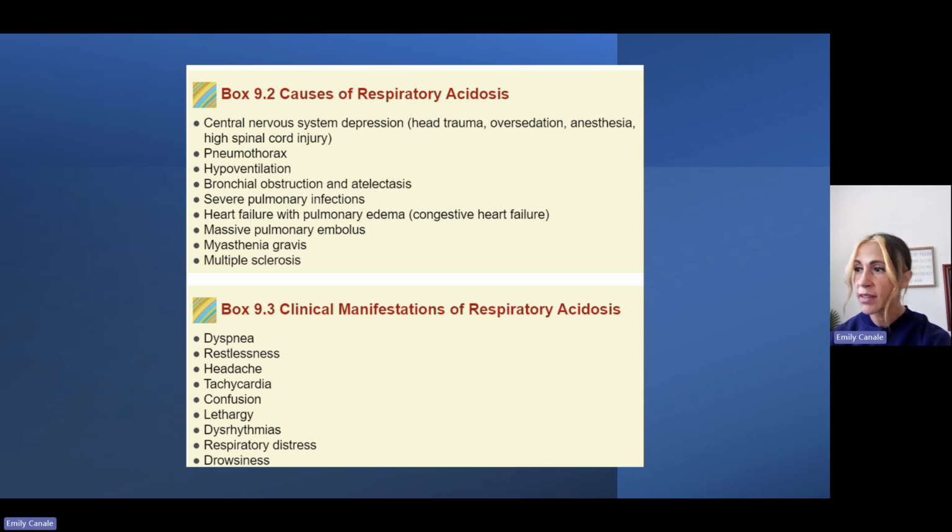So what are you going to see here? Dysrhythmias, respiratory distress, confusion, tachycardia. And how are you going to treat it? That's what I want to know. If it's a respiratory problem, then you have to correct or improve the ventilation, because we want to lower that CO2. So maybe you're going to do bronchodilators or oxygen, antibiotics if it's an infection. Maybe they need a chest tube.